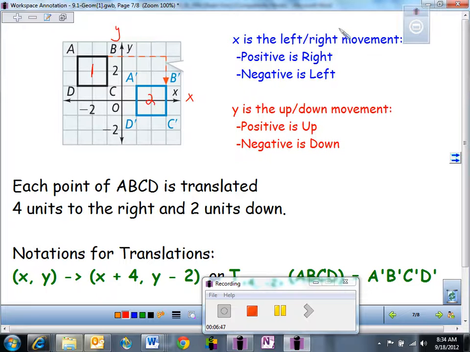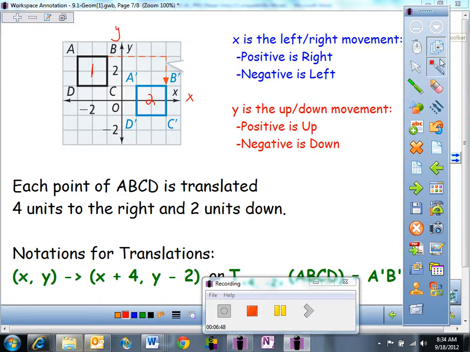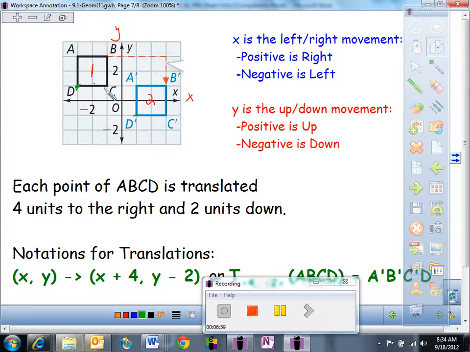So if I take a look, let me change colors here. If I go from point D onto D prime, I am going forward 1, 2, 3, 4, and then I'm sliding down 2. So I went forward 4 and down 2.